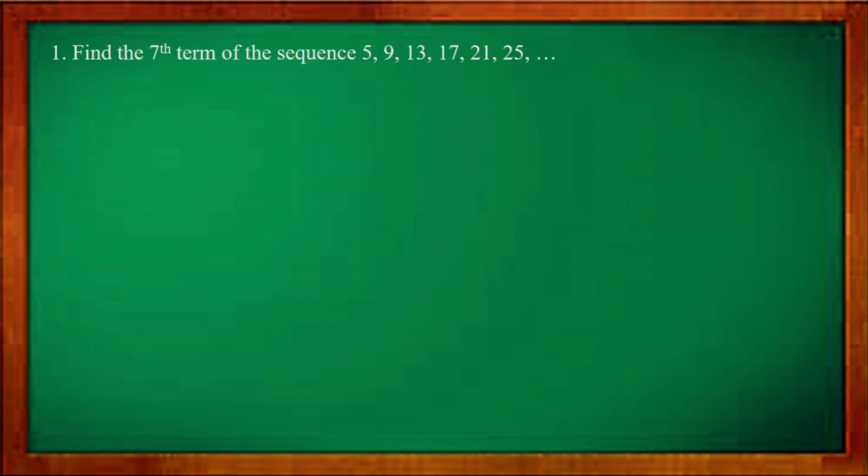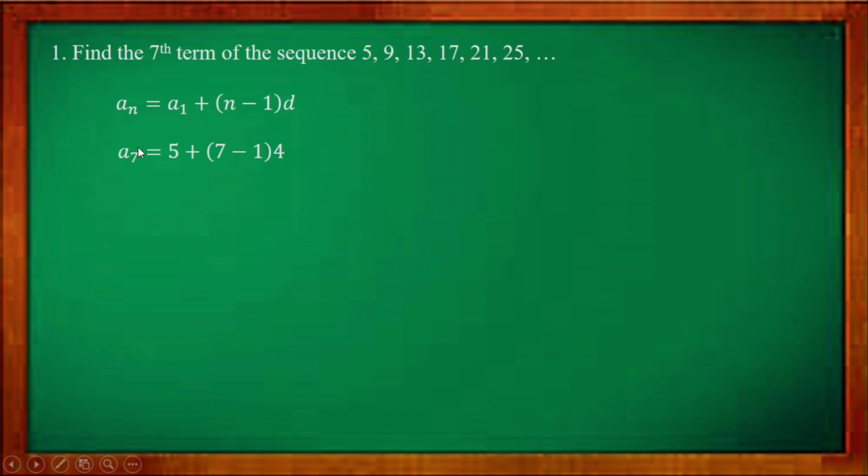Again, problem number 1 is find the 7th term of the sequence 5, 9, 13, 17, 21, 25. So here is the summarized step-by-step procedure of getting this 7th term. So again, use the formula in getting the nth term. We have a sub n equals a sub 1 plus n minus 1 times d.